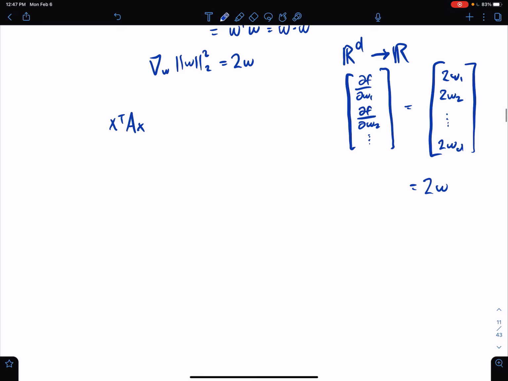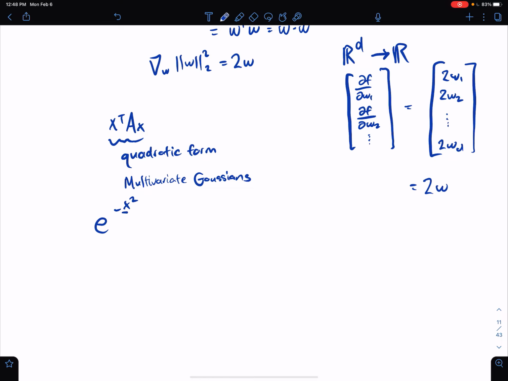Okay, let's look at this in more detail because it's a pretty interesting object. So it's called the quadratic form. Another place it's going to show up later is when we're dealing with multivariate Gaussians. Normally when you're dealing with a Gaussian function, you have something like e to the minus x squared over 2, and there's some normalizing term. But when you're dealing with multi-dimensional Gaussians, you need to instead use this expression.